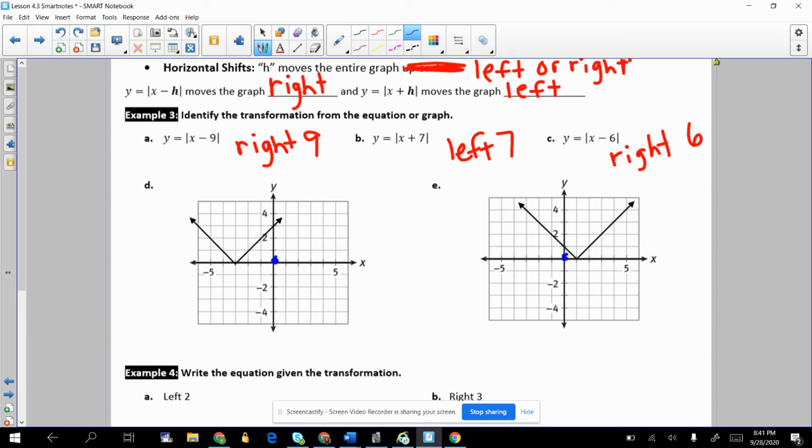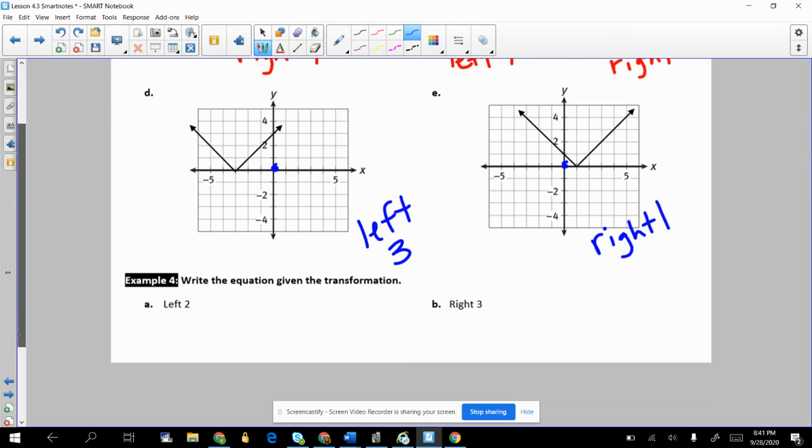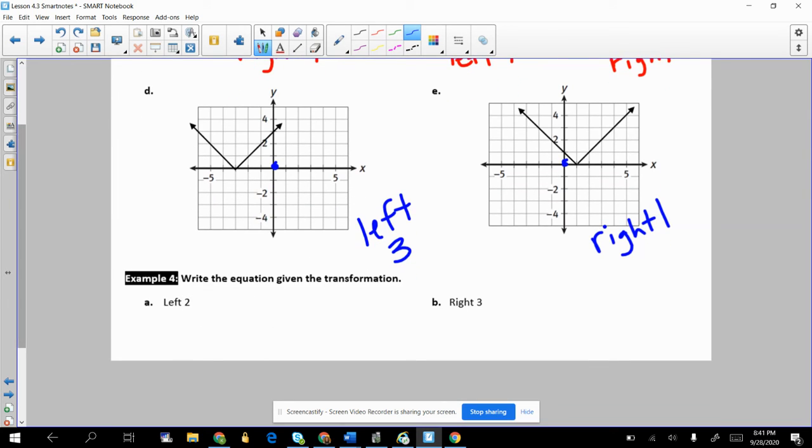All right, then just like the last page now, we know again that it usually starts at 0, 0. So now we are looking, did it move left or right? And in this case, it moved to the left 1, 2, 3 from our original point. And this one, part E, moved to the right 1.